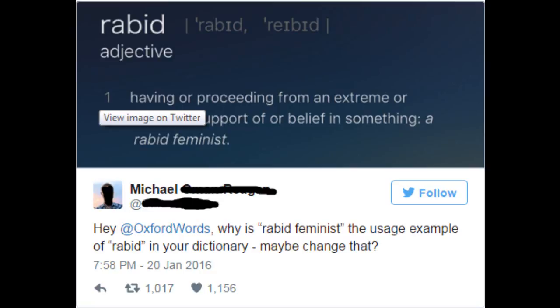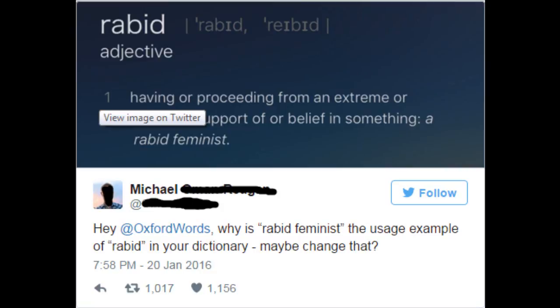So let's go ahead and take a look at the first one. Rabid. It's an adjective, having or proceeding from an extreme or fanatical support of or belief in something. And the example sentence is "a rabid feminist," and he decided he was going to ask Oxford why a rabid feminist is the usage example of rabid in your dictionary.